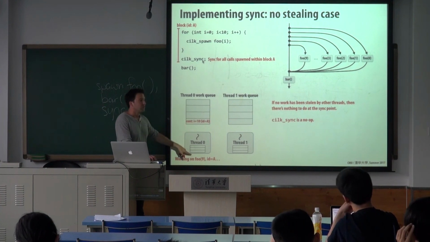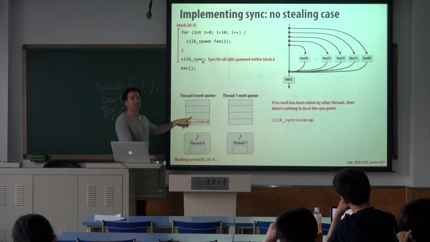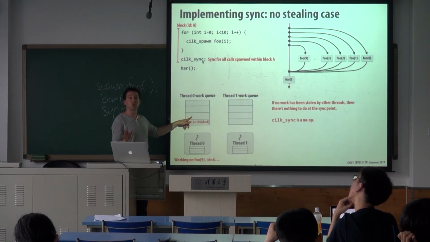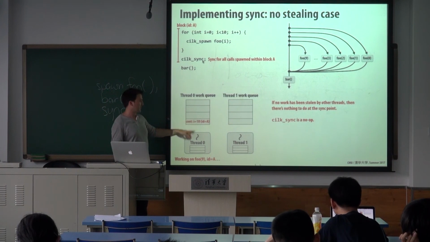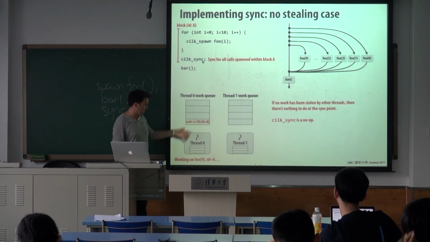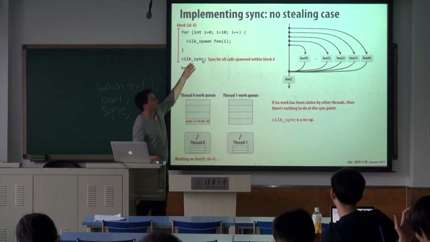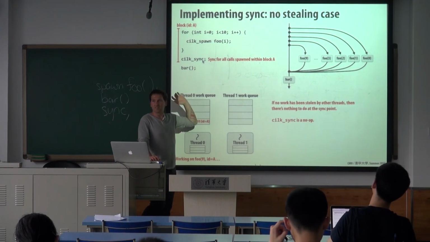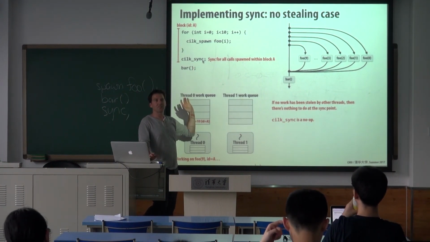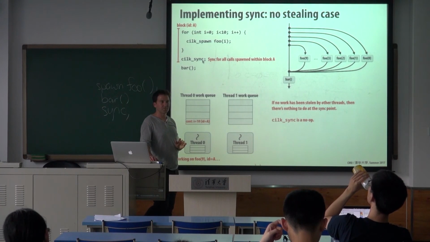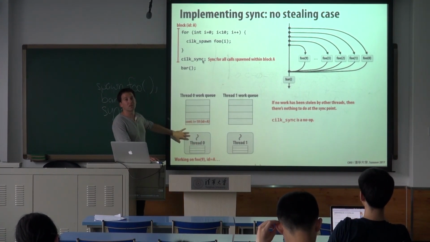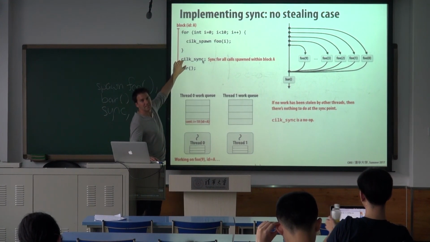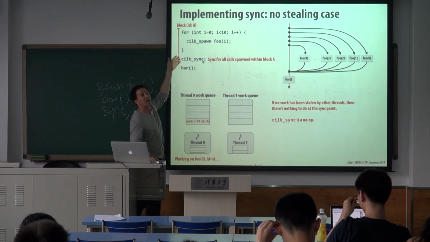If no other thread has stolen work, there's no difference at all from sequential programming. No difference at all. This is just the stack, and we just pop the stack and we go. So Cilk sync is nothing if no work has been stolen. If no work has been stolen, this thread did all the work. And if we get to here, by definition, all the work is done, and we can keep going.